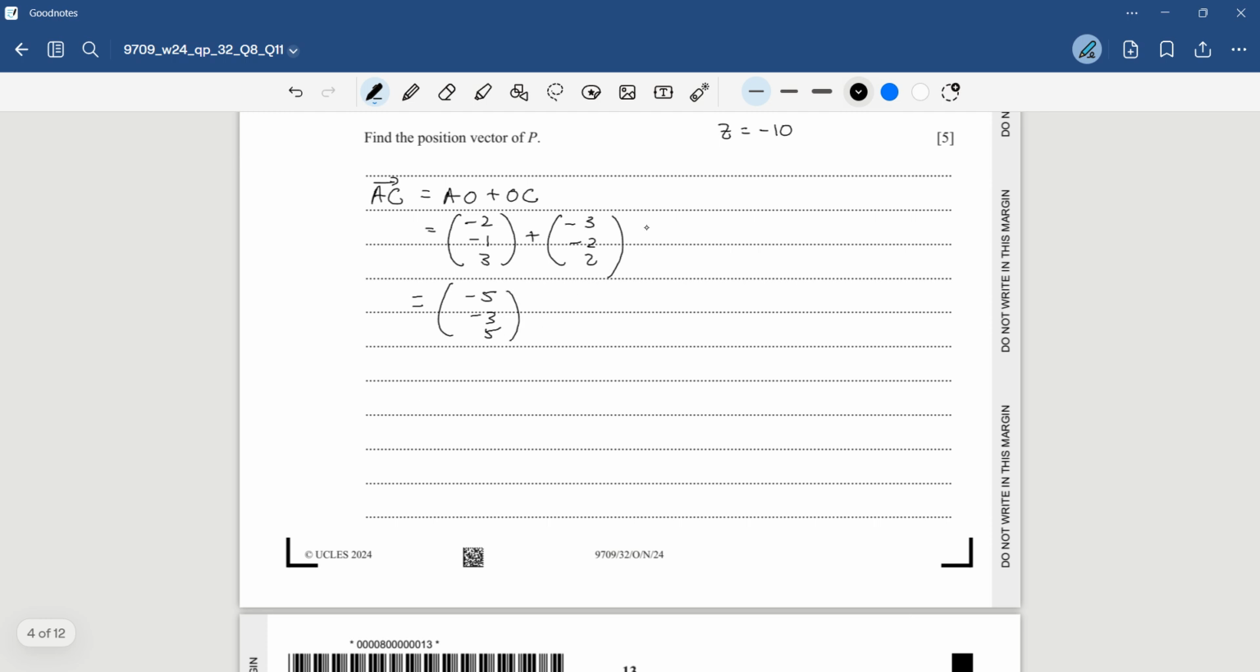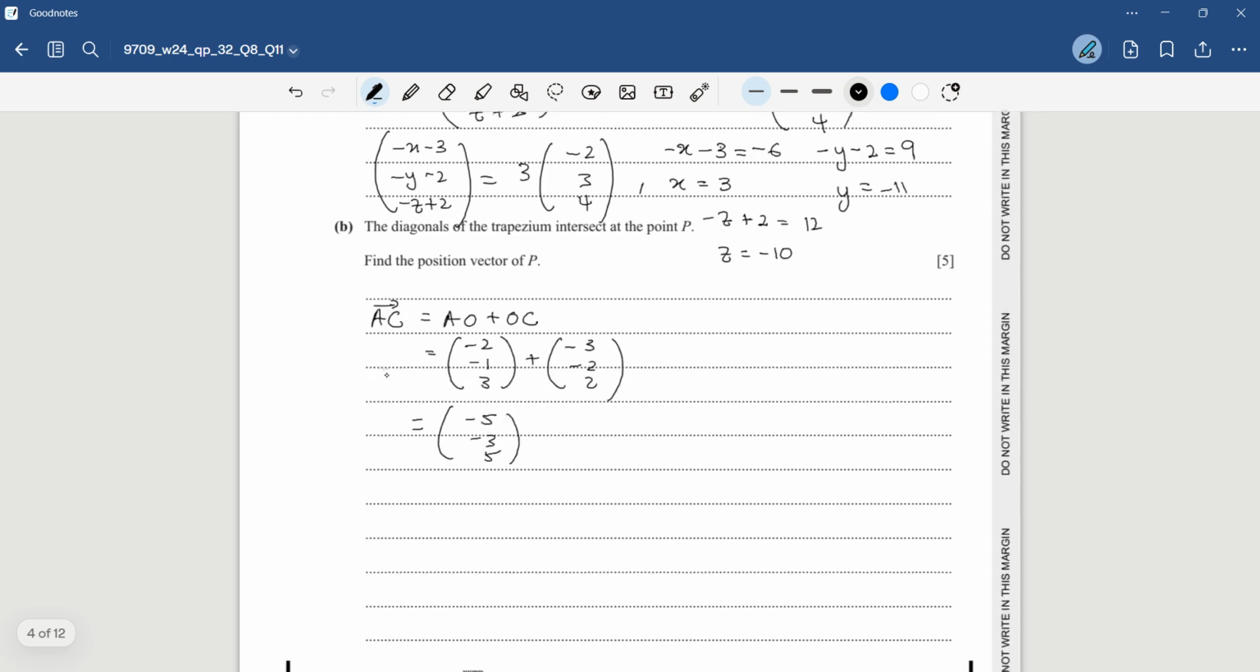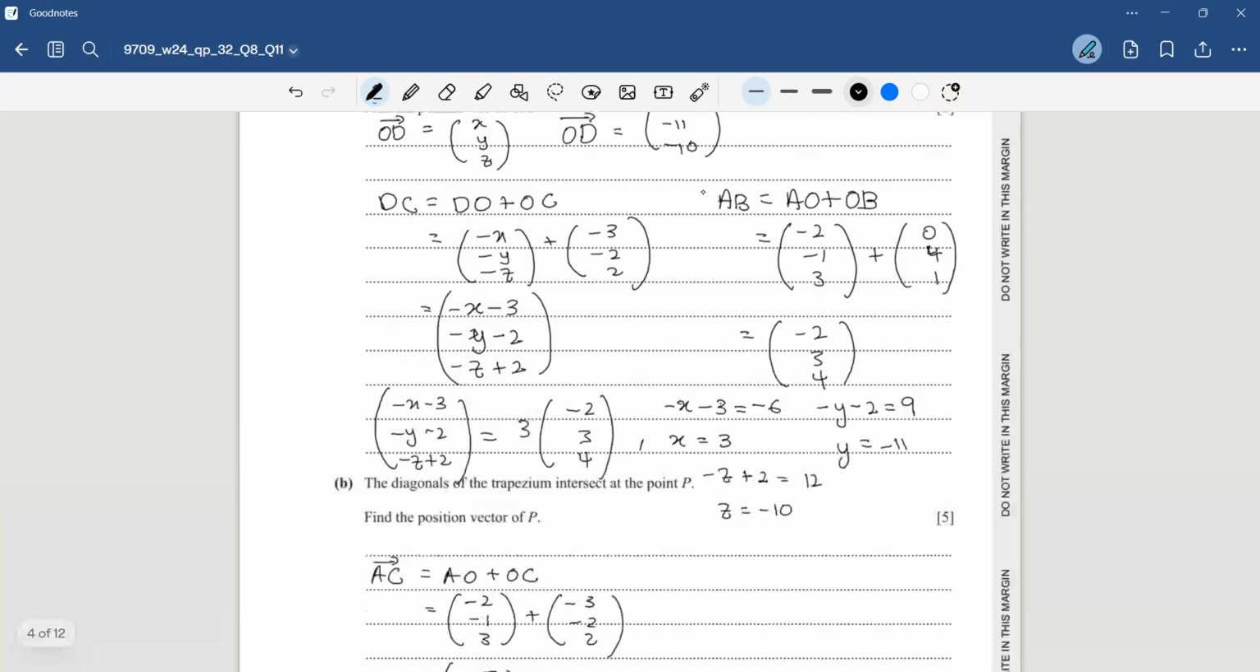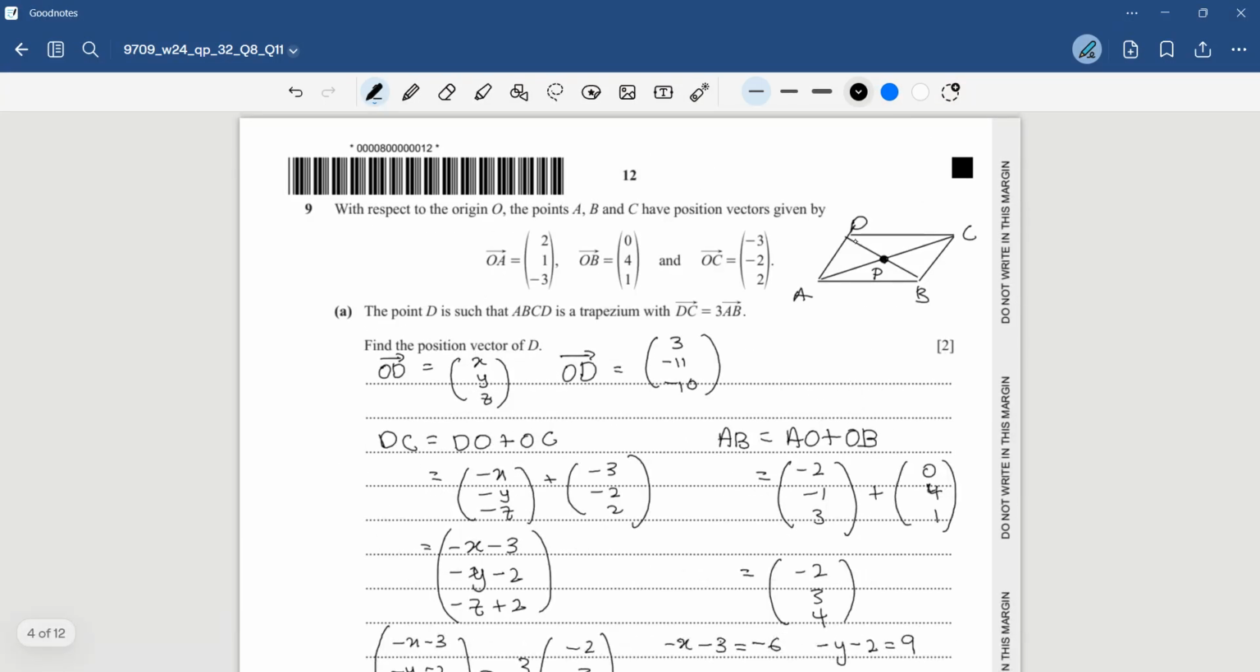Okay, and also I'm going to find the equation of AC. So I just put L_AC is going to be, you can take any coordinate, you can take C or A, it doesn't matter. So I just take negative 3, negative 2, 2 plus lambda times vector direction negative 5, negative 3, 5. Similarly, I want to find the vector direction for BD.